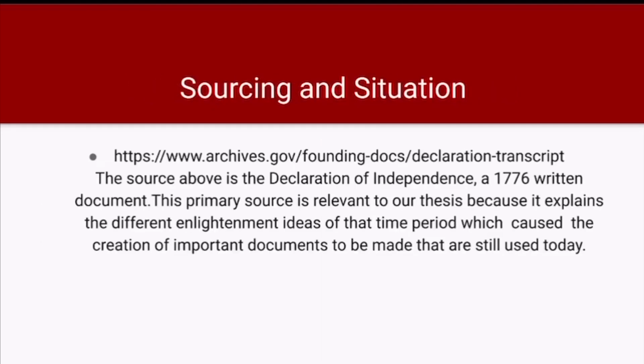Sourcing and situation. Source number 1. The source above is the Declaration of Independence, a 1776 written document. This primary source is relevant to our thesis because it explains the different Enlightenment ideas of that time period, which caused the creation of important documents that are still used to this day.